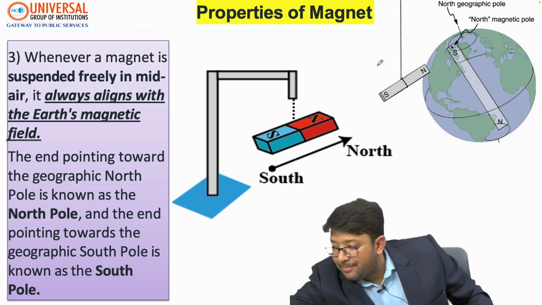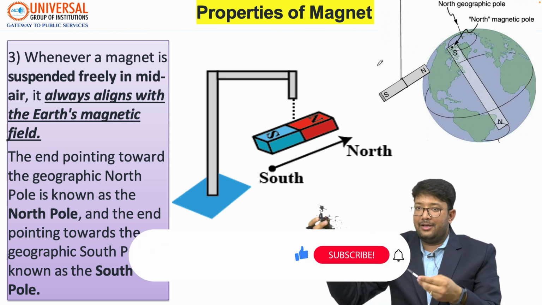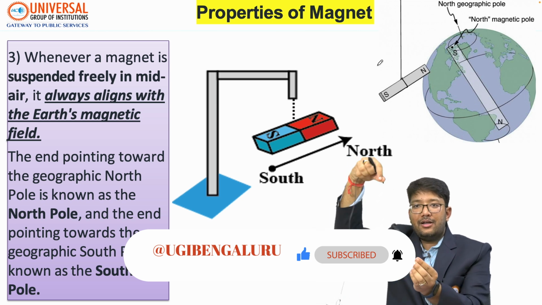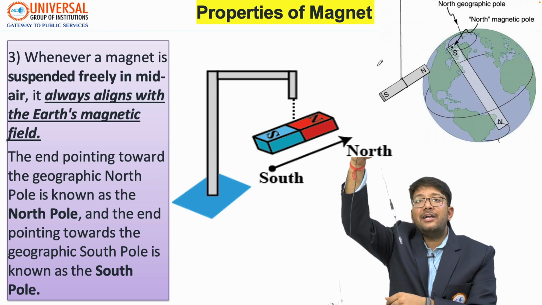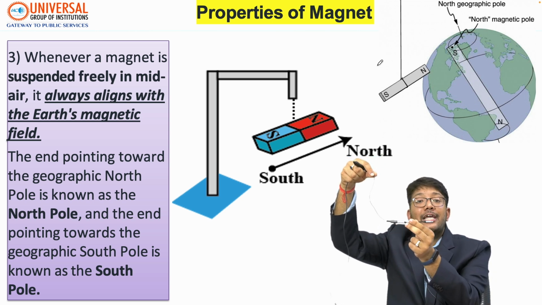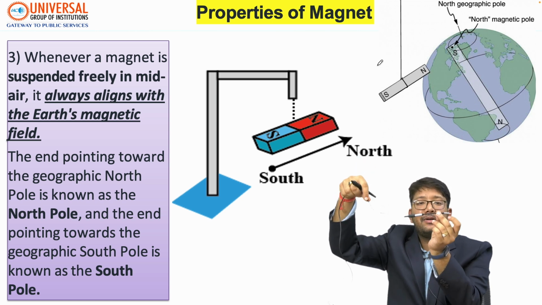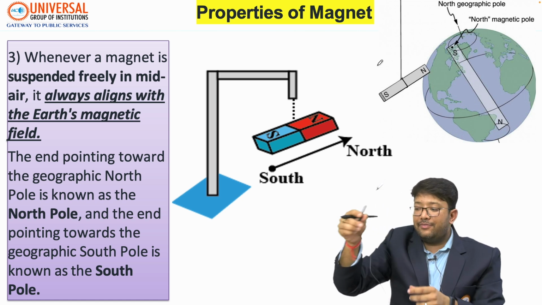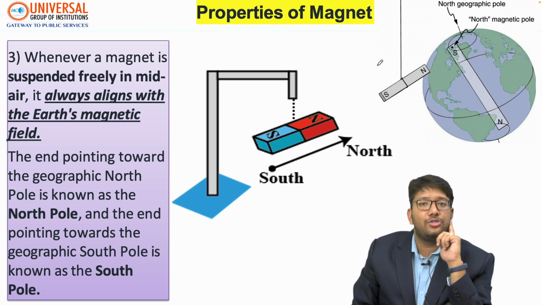Suppose that I'm having this particular rope, and suppose this is a magnet. If I suspend this magnet, it will automatically align toward the magnetic field of the Earth. So if this is a magnet, then what will happen? Wherever it points to the north, it will be called the north pole basically. So this is how the compass also works.